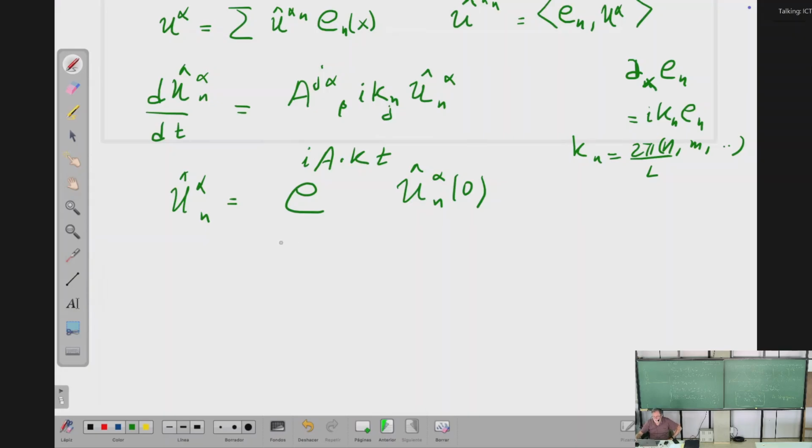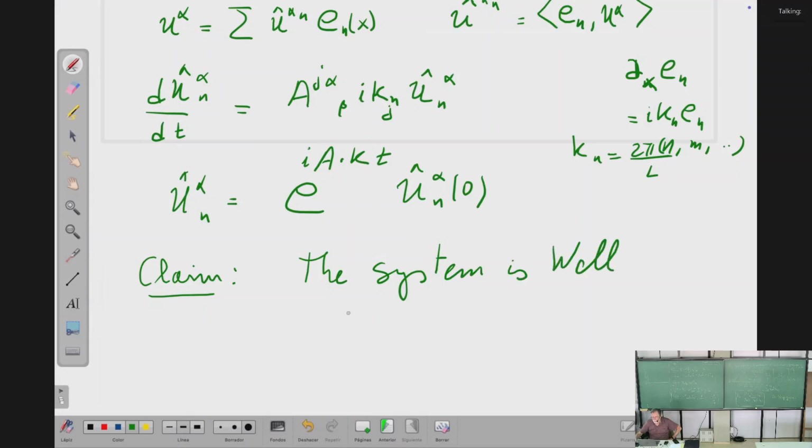So what I make a claim now. The system is well posed in L2 if and only if the matrix norm of this thing is bounded.